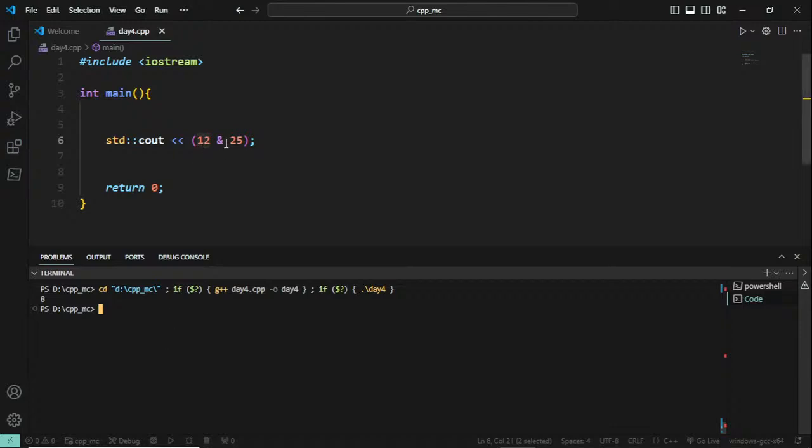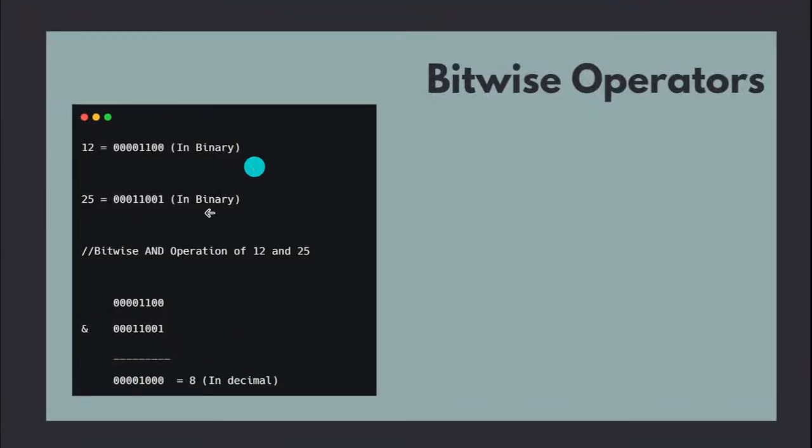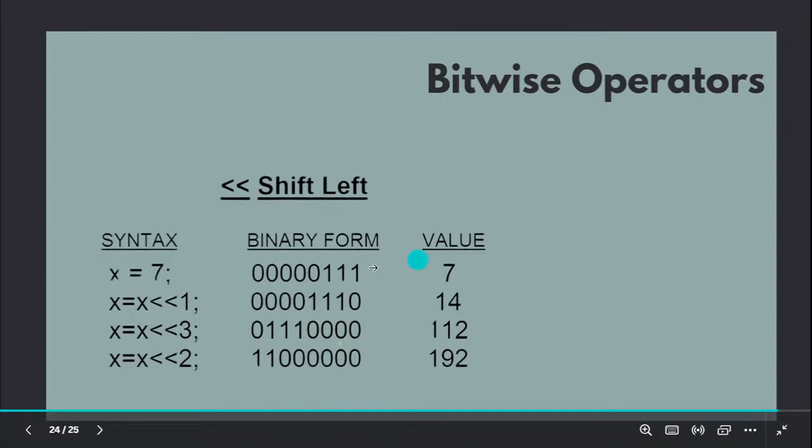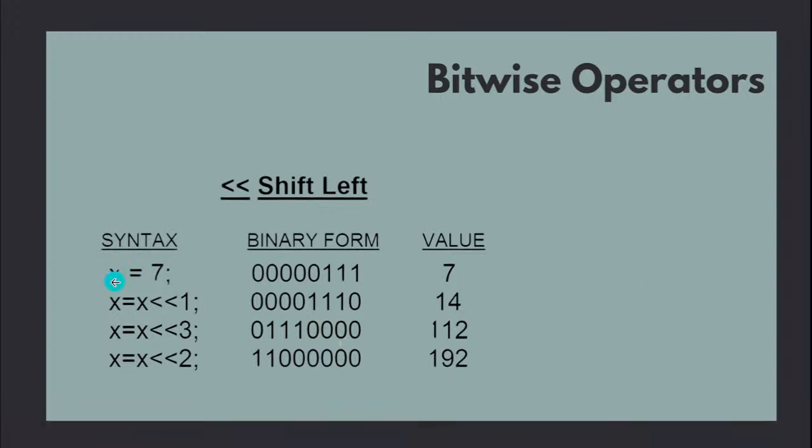Like that you can go for the OR operator, bitwise OR, which will perform the bitwise OR operation and give you a different number, 29. So you have to convert this into binary, perform the operation at bit level, and then convert it back into decimal to get the result. This is the same for the OR operator as well.